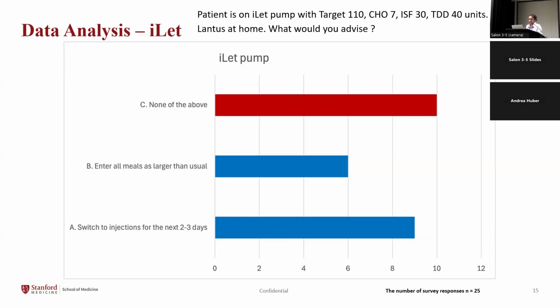So A was switch to injections for the next 2 to 3 days. B was enter meals larger than usual. And C was none of the above. And you can see that there's not really a preference, although 10 of them chose none of the above, 6 of them chose enter larger meals, and about 9 of them chose switch to subcutaneous injections for 2 to 3 days.